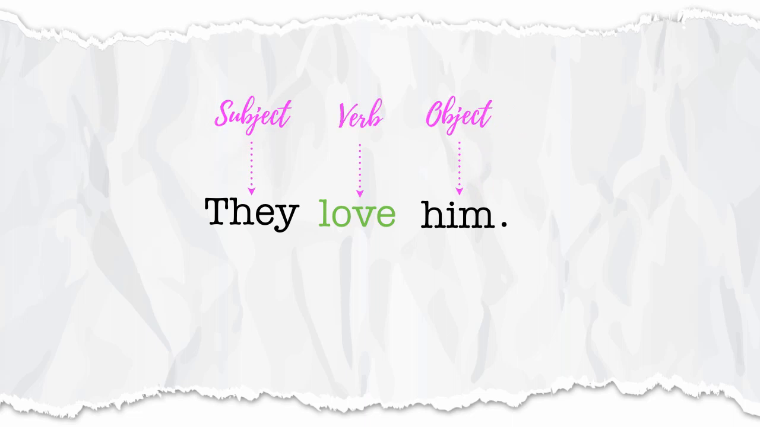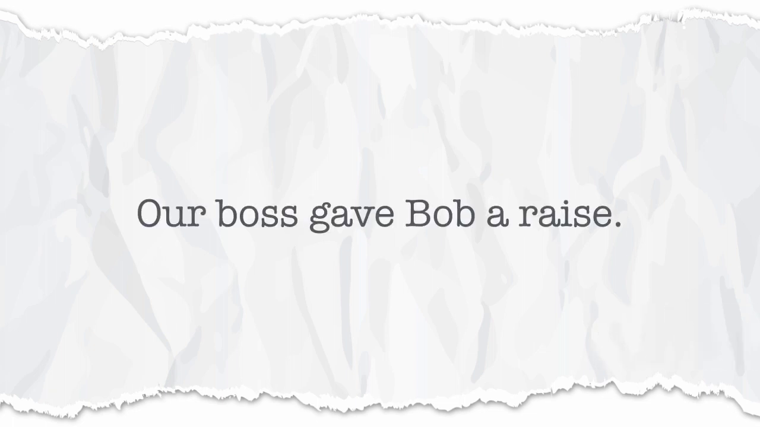Most sentences in English follow this subject-verb-object order. But there are some sentences where the object can actually become the subject, and it changes the verb structure. Don't worry, we go over all of that in our passive versus active video. Let's look at another example. Our boss gave Bob a raise. What's the subject of this sentence? Our boss. And what action did he take? He gave. Now, can you identify the object of this sentence? There are actually two. Bob is the indirect object, and a raise is the direct object.